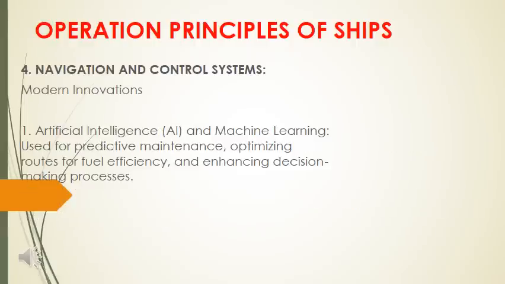What are the modern innovations in navigation and control systems of ships? The first is the use of artificial intelligence and machine learning. They are used for predictive maintenance, optimizing routes for fuel efficiency, and enhancing decision-making processes.